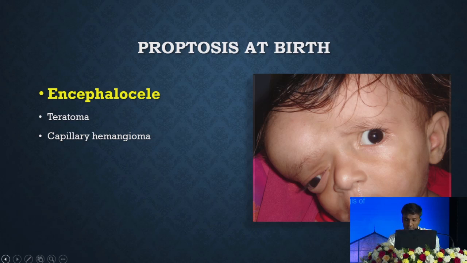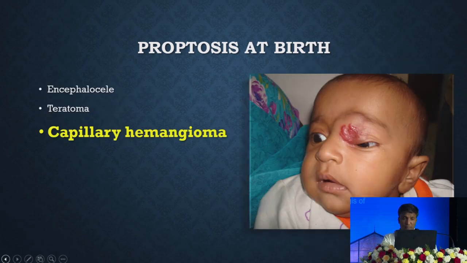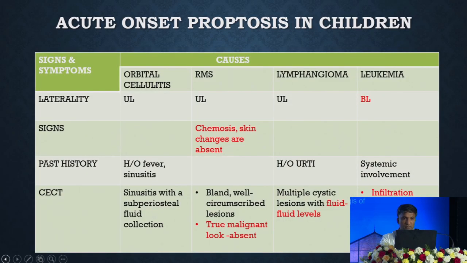There is a dehiscence of the bone, and that can give rise to the herniation of the brain tissue. Then you have teratomas, which are present since birth. Capillary hemangioma, sometimes it might be present since birth, and the majority of the time it presents just 1 month after birth. Similarly, you should have a differential diagnosis for acute onset proptosis in children: orbital cellulitis, rhabdomyosarcoma, lymphangiomas, and leukemia.